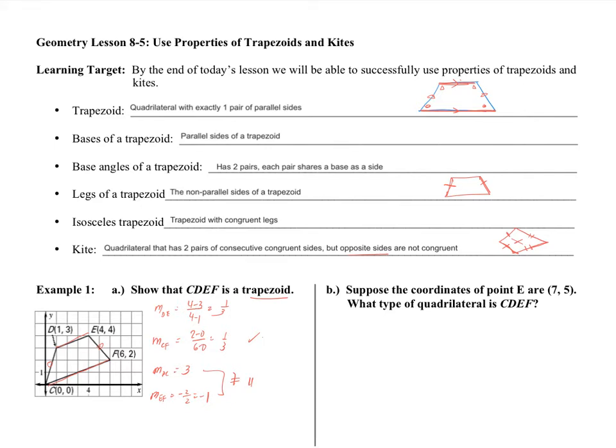Okay, for part B, suppose the coordinates of point E are (7, 5). What type of quadrilateral is CDEF? Okay, so we change point E to (7, 5). And now let's check the slope of EF, which is (5 minus 2) over (7 minus 6), 3 over 1, which is 3. So the slope is the same as DC.